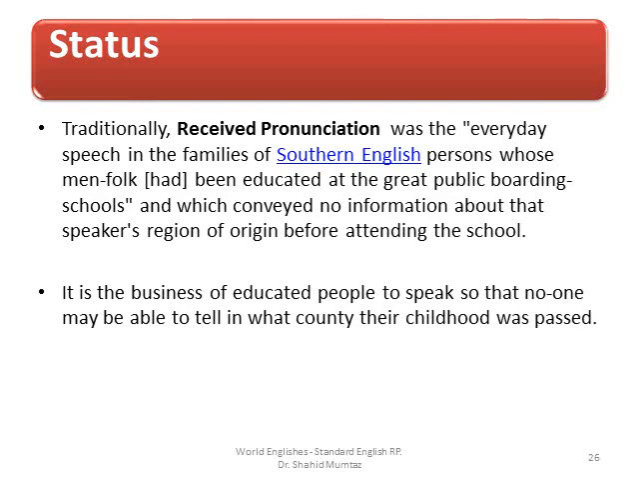Now let's talk about the status of RP. Traditionally, received pronunciation was the everyday speech in the families of Southern English persons whose menfolk had been educated at the great public boarding schools, and those schools conveyed no information about the speaker's region or origin before attending the school. It is the business of educated people to speak so that no one may be able to tell in what country their childhood was passed.